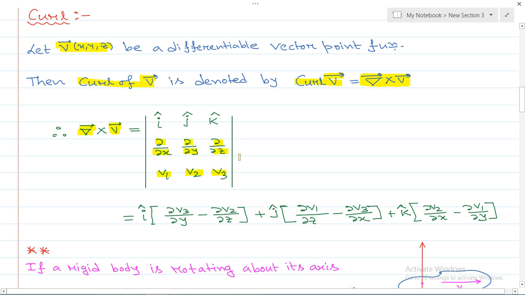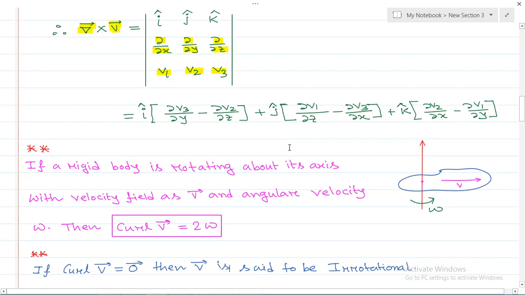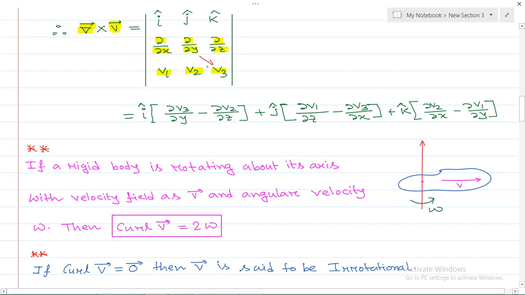Now if we just break the determinant, the expansion of the determinant can be done very easily. That is i cap, del y will operate over v1 minus del z will operate over v2. Similarly, plus j cap, del z will operate over v1 minus del x will operate over v3, and plus k cap, del x operates over v2 minus del y operates over v1.